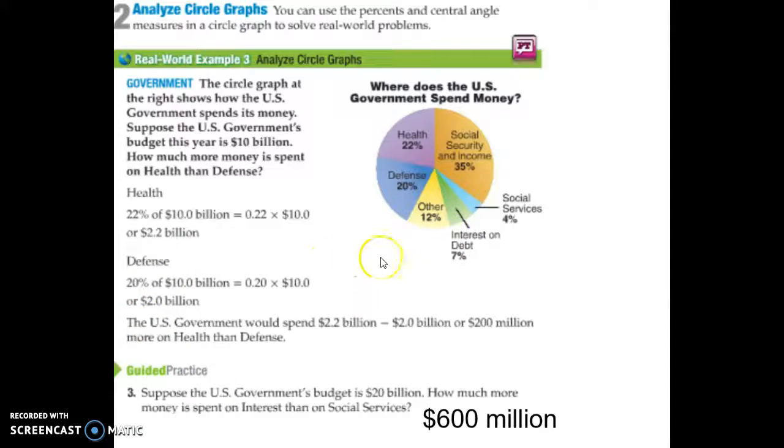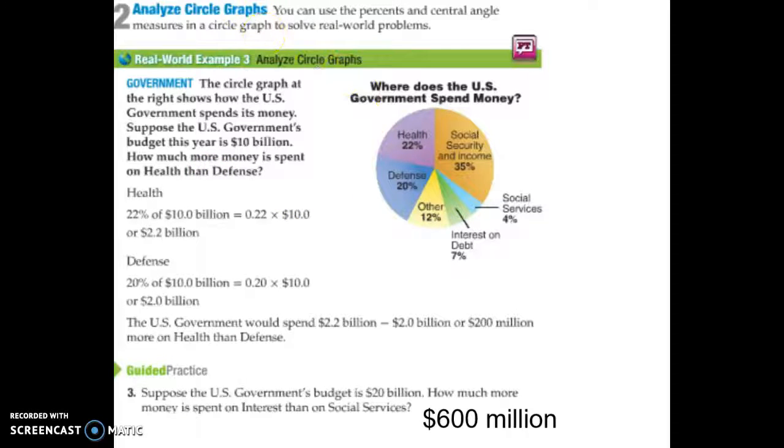Alright, interpreting the data. So here I have all my percentages. They're going to ask me a question based on my data here. So here it is. The circle graph to the right shows how the U.S. government spends its money. Where do we spend our money? Well, it looks like a lot of it's on Social Security. Next is health, defense, other, debt, social services. If they spent $10 billion total, how much more money is spent on health than defense?